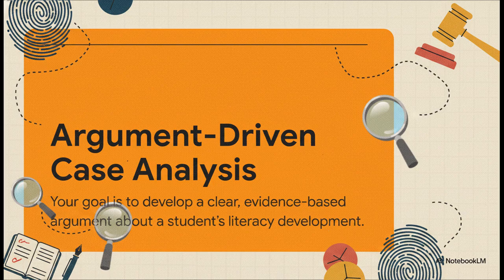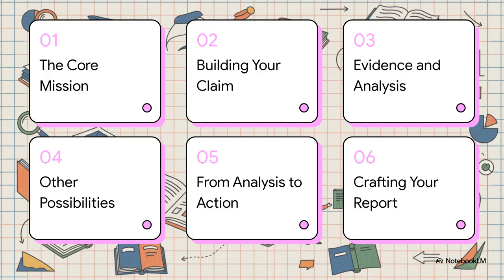I really love that detective analogy. You're digging for clues in the data, and then you use those clues to build an airtight case. Every single word you write has to serve that central argument. So how do we actually do that? Well, we've broken it down into a 6-step roadmap. If you follow these steps, you're going to be in great shape. Let's start with your core mission.